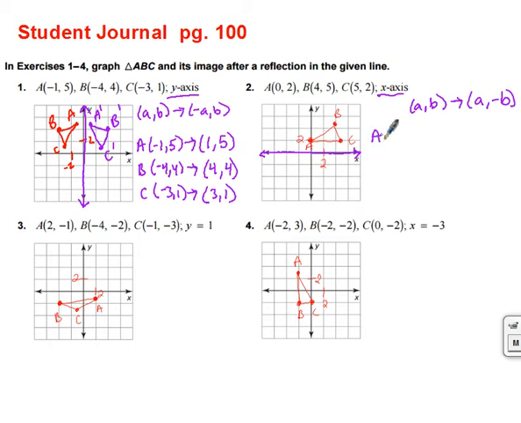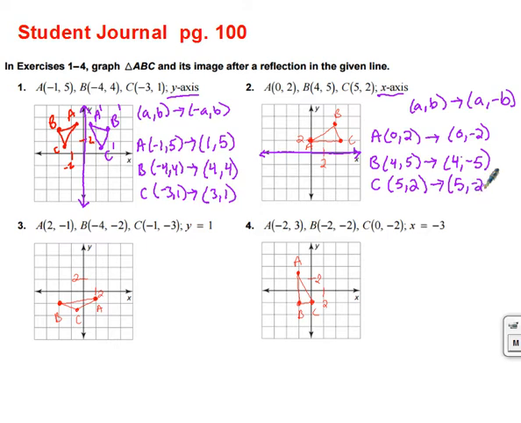So if we look at point A, it was (0, 2). It now becomes (0, -2). The x-coordinate stays the same. The y-coordinate switches signs. B was (4, 5). It now becomes (4, -5) because the x-coordinate stays the same. The y-coordinate switches signs. C is (5, 2), so it becomes (5, -2) because the x-coordinate's the same. The y switches signs. So let's graph it and make sure it makes sense.